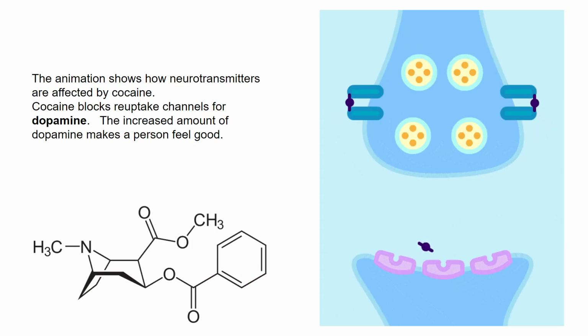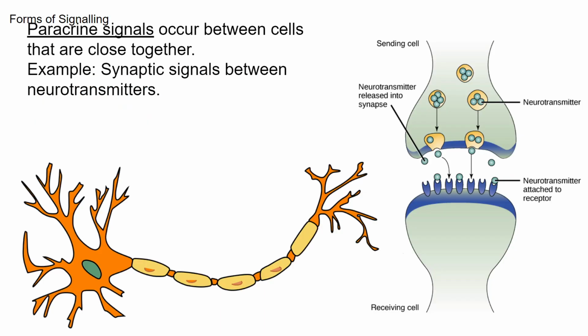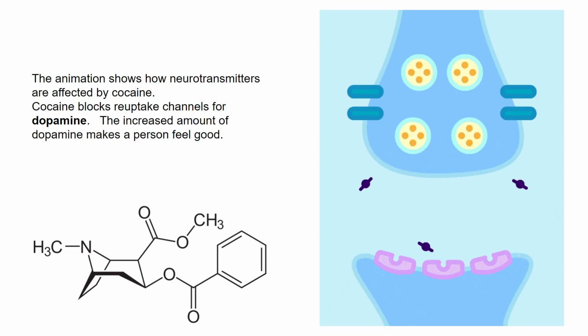This animation shows how neurotransmitters are affected by cocaine. Cocaine blocks reuptake channels for dopamine. The increased amount of dopamine makes a person feel good. If you saw the presentation that Officer Goucher put on, same concept. Basically, it blocks the reuptake channels, so it releases dopamine, and instead of that dopamine being reabsorbed, it just stays there. So you're feeling good.